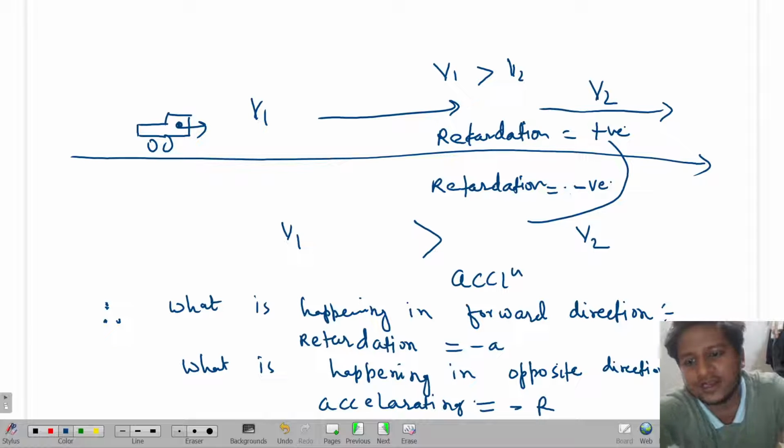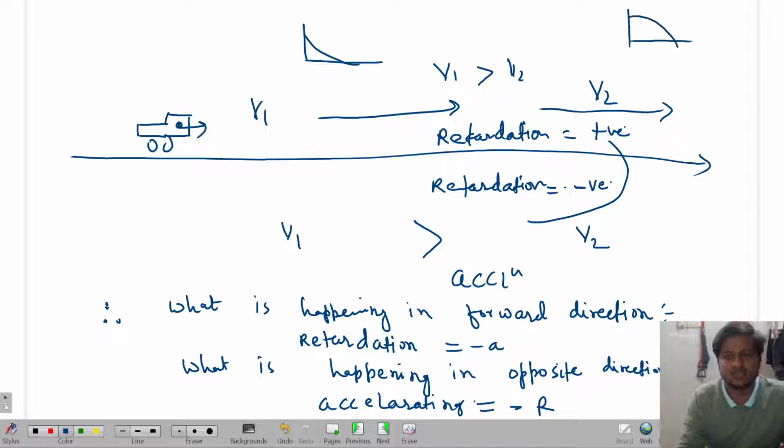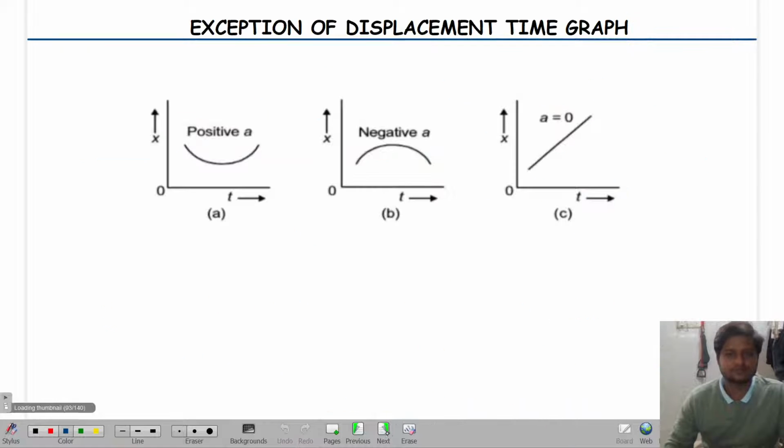Here you have to consider retardation as positive. In the first case, in the forward direction, velocity is decreasing, so retardation is positive. In the second case, velocity is increasing, so retardation becomes negative. So if someone asks you to draw the graph, in the first case the graph will be like this, in the second case the graph will be like this way. Understood or not? So that is your best example. Okay, let us move.